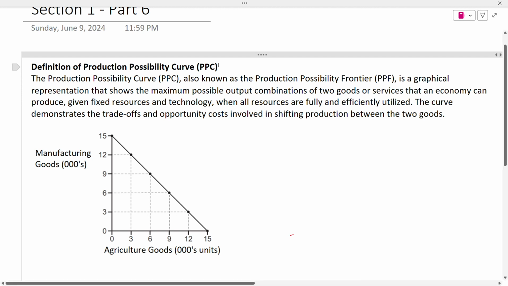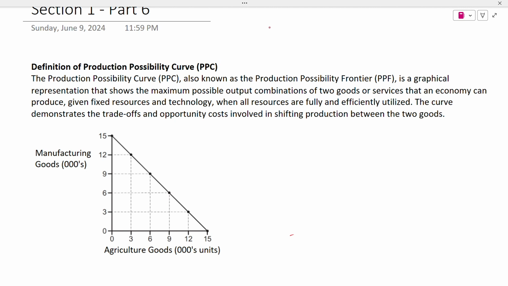Hi everyone, welcome back to the series of IGCSE economics where we now move on to discuss the concept of production possibility curves. Before moving on to production possibility curves, you should be familiar with the concept of scarcity, factors of production, and opportunity cost. If you don't have any idea what they basically mean, you can go back and watch the videos that I have uploaded.